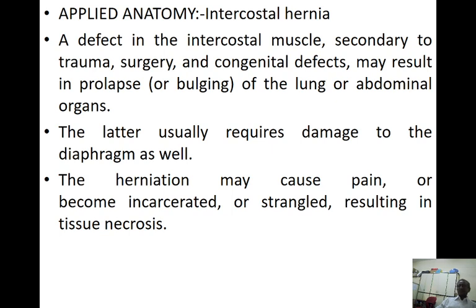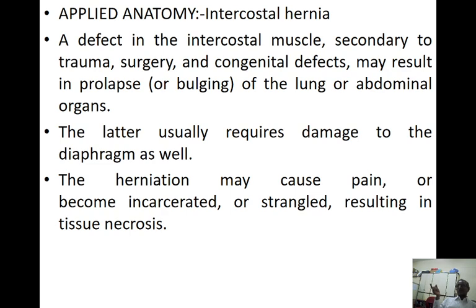Intercostal hernia. A defect in the intercostal muscle secondary to trauma, surgery or congenital defect may result in prolapse of the lung or abdominal organs. So if these intercostal muscles are defective, due to maybe trauma, surgery or congenital defect, they result in prolapse of the lung or abdominal organs to the exterior.